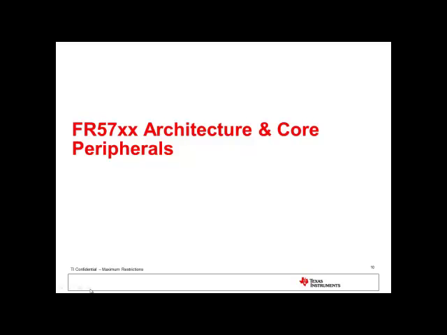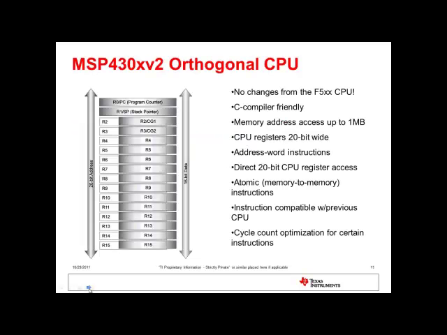enhances the FR57xx architecture and core peripherals. The MSP430X CPU incorporates features specifically designed for modern programming techniques such as calculated branching, table processing, and the use of high-level languages such as C. This CPU can address a 1 megabyte address range without paging. The MSP430X CPU is also completely backwards compatible with all other MSP430 CPUs.